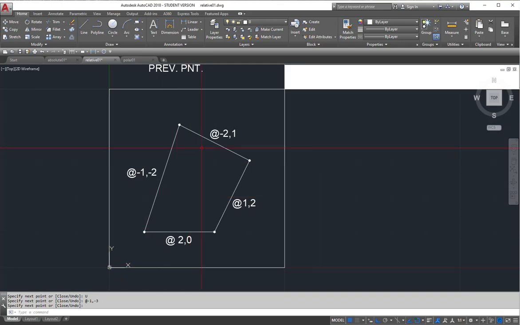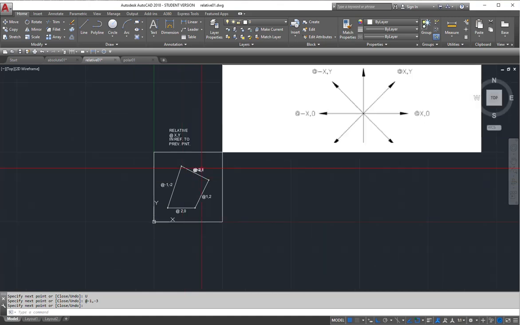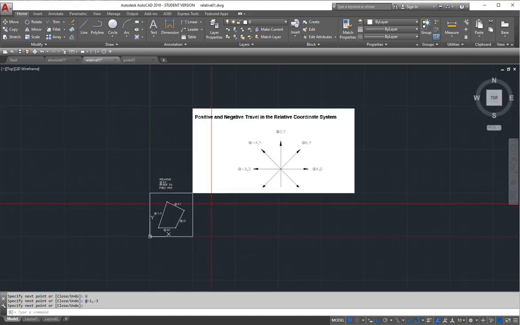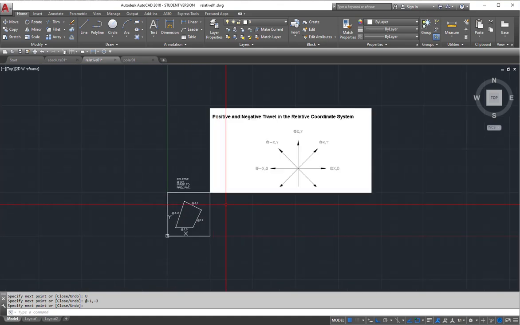So at x, comma, y, from this point to this point, at x 1 unit, comma, y 2 units on y, and I just keep going around. Okay, so that is the way that we are going to input our relative method information. We'll continue with the polar on the next video. Okay, so this is the relative way of inputting our information under the AutoCAD's coordinate system.